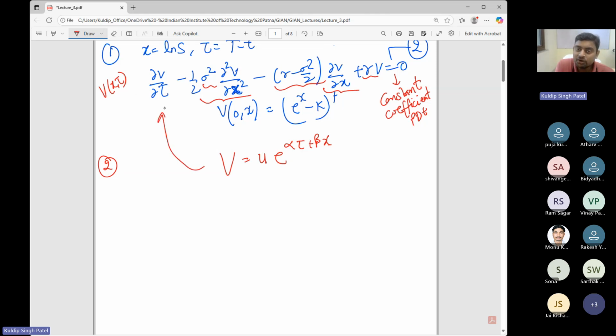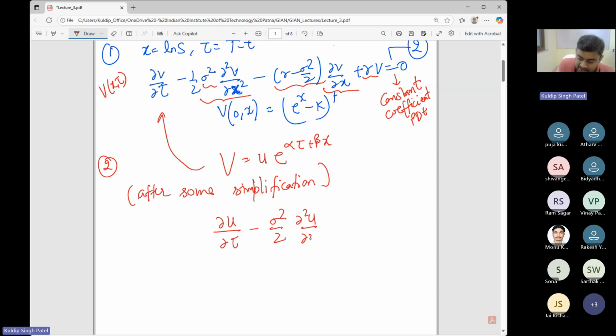They find ∂V/∂tau, ∂²V/∂x², ∂V/∂x. They did all this and after some simplification, I'm not going into it, I just want to give you the crux. After some simplification, they got this beautiful equation: ∂u/∂tau minus sigma square by 2 ∂²u/∂x² equals 0. How beautiful it is. And this is nothing but our heat equation.